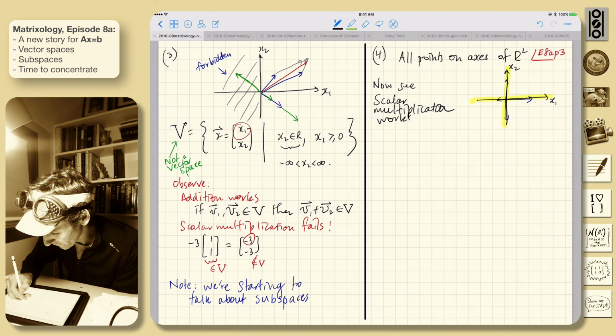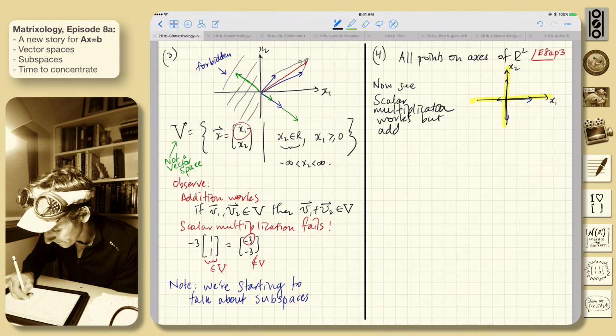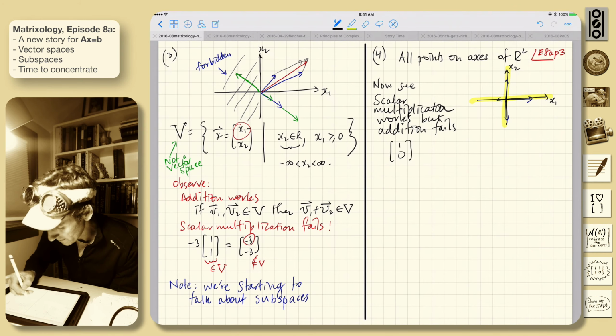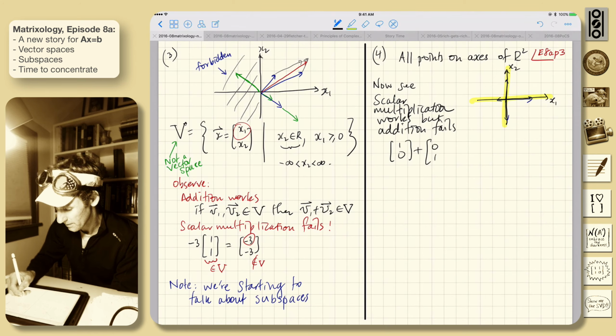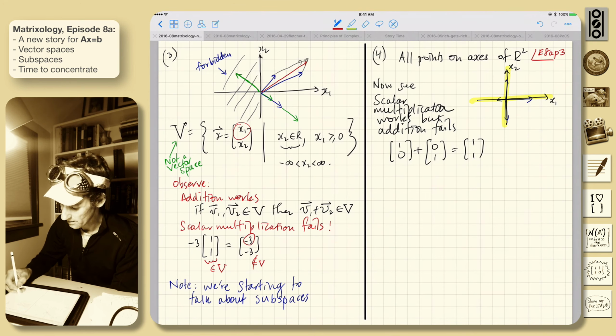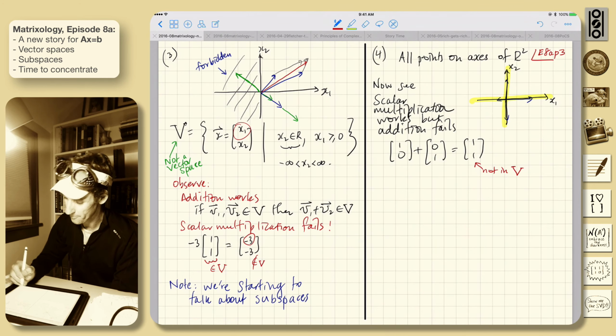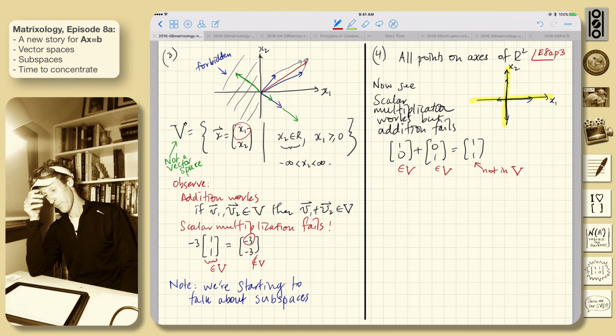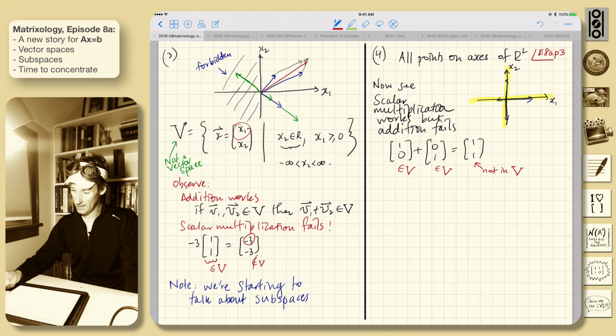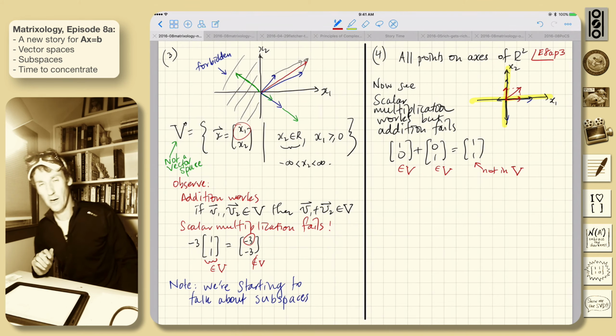But, and hopefully you can see this, addition fails. An example might be (1, 0) plus (0, 1), and that's equal to (1, 1). So this is not in V. And these ones are elements of V, on the x1 axis and on the x2 axis. That's what's happening here. We add these two together and get this. It's off. Right, excitement.